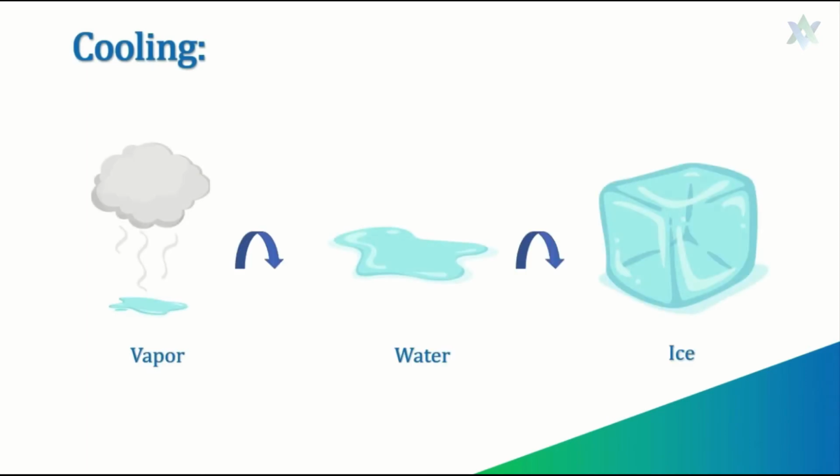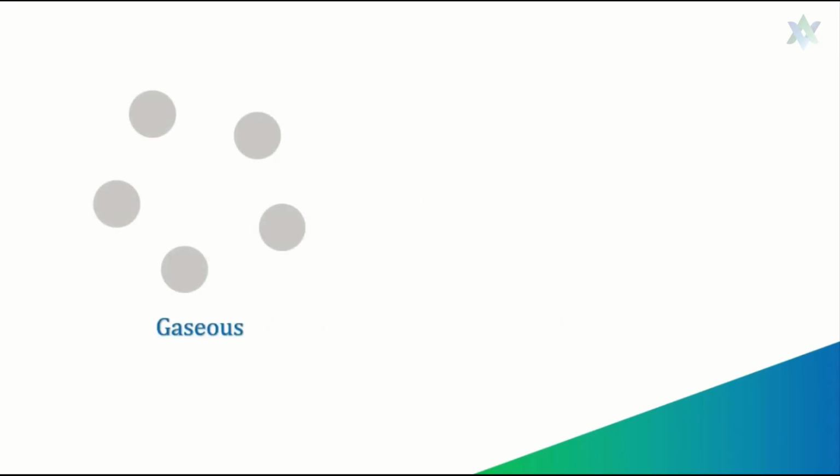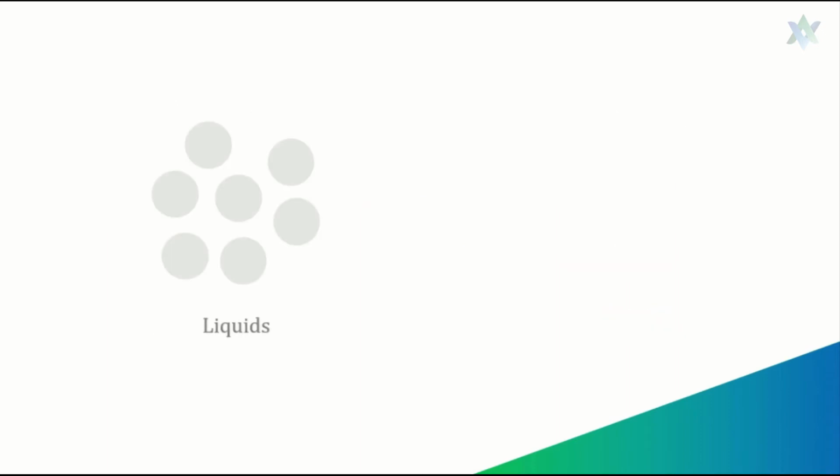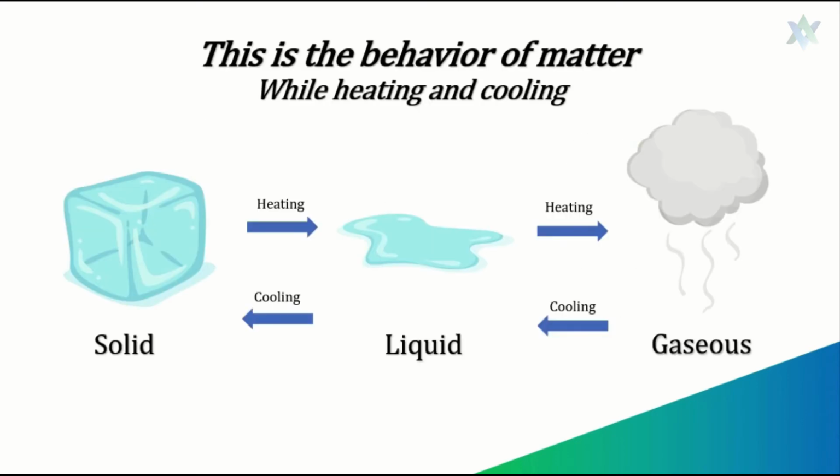Cooling the matter also results in a change in the state of matter. If we cool the water vapor, which is in gaseous state, the atoms will release their energy and develop bonding to their neighbor atoms. So, when we cool the water vapor, it will form water after some time. And further cooling of water will increase the bonding between the atoms. As a result, the water turns from liquid state into ice, which is solid state. This is the behavior of matter when cooling and heating.